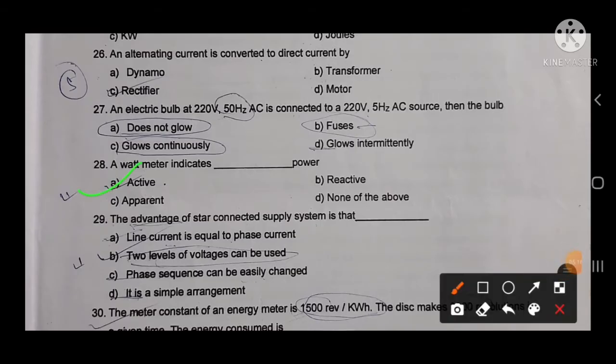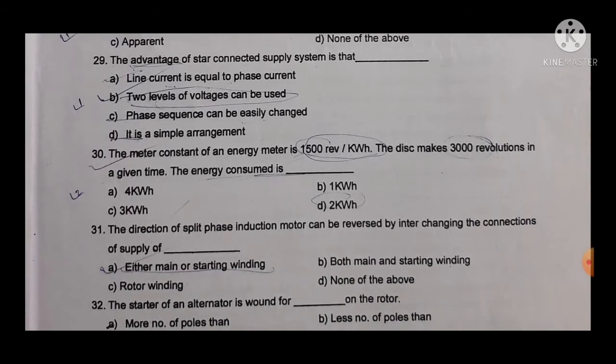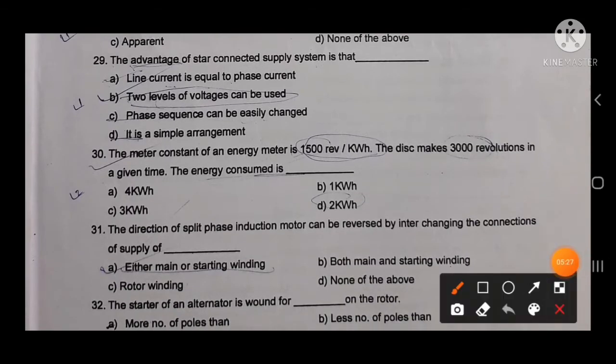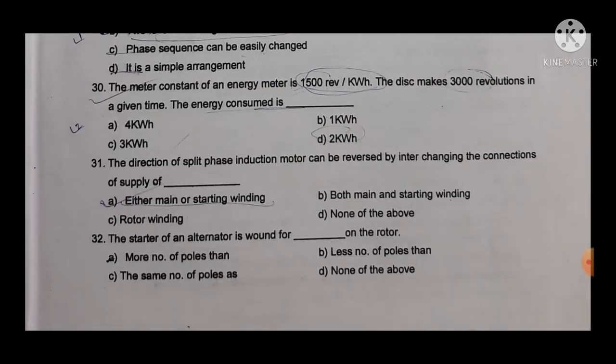The advantage of a star connected supply system is that you can achieve two levels of voltage: one is line voltage, another one is phase voltage. Next, the meter constant of an energy meter is 1500 per kilowatt hour, and it makes 3000 revolutions, then the energy consumed is 2 kilowatt hour. The direction of a split phase induction motor can be reversed by interchanging the connection of the supply to either the main or starting winding. All of you know it. The stator of an alternator is wound for the same number of poles.